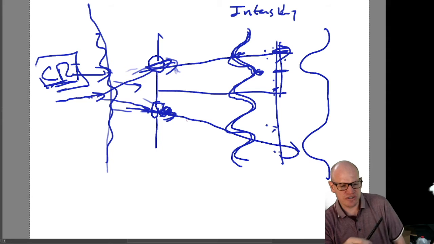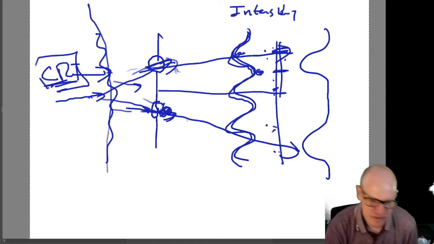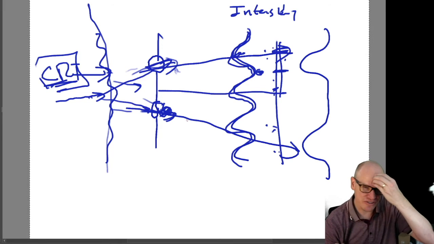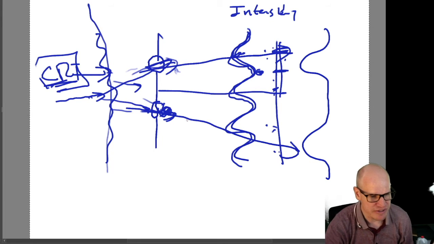I don't actually know what a quantum eraser is. I probably did know, but it's one of those things where you look it up and you read it and you're like, yeah, I got it, and then you forget about it in a little bit.